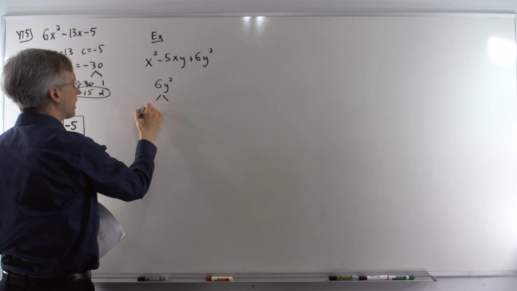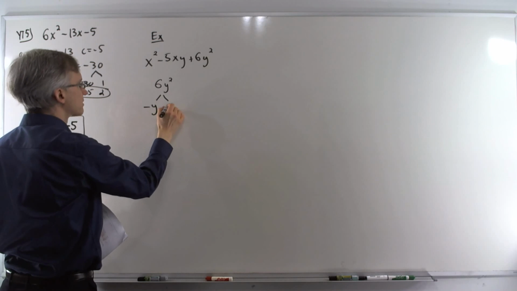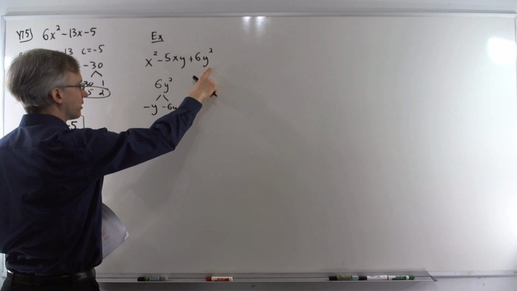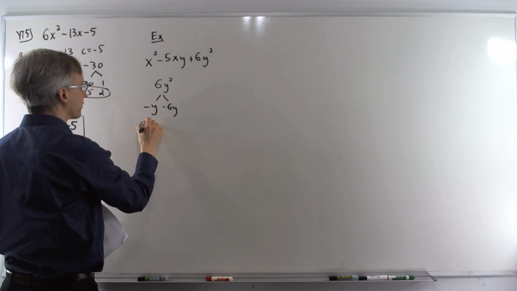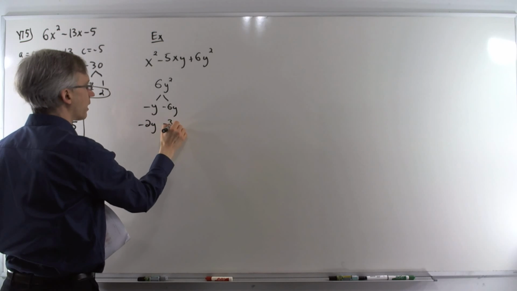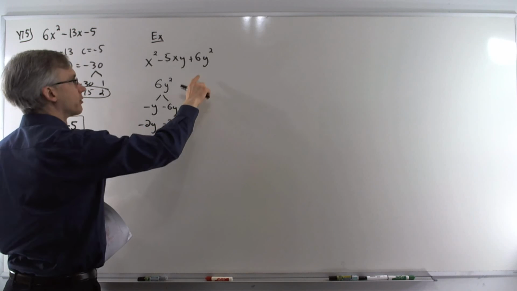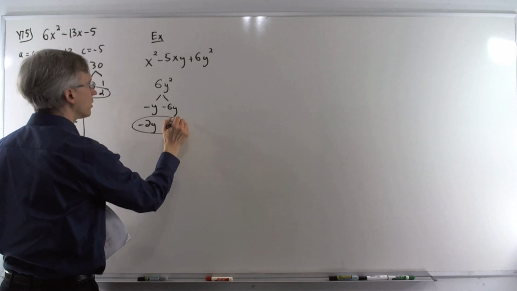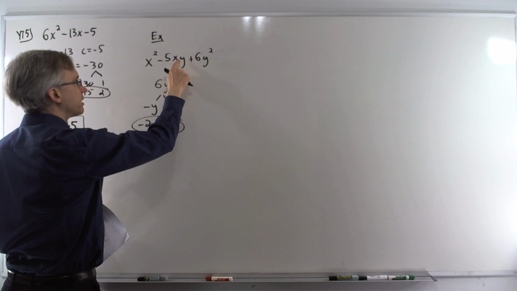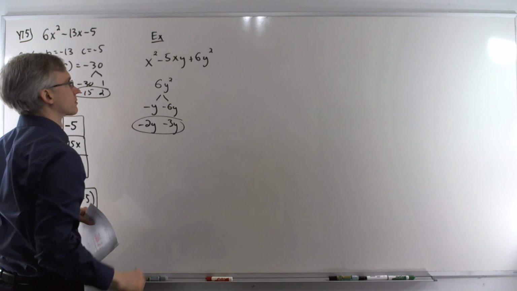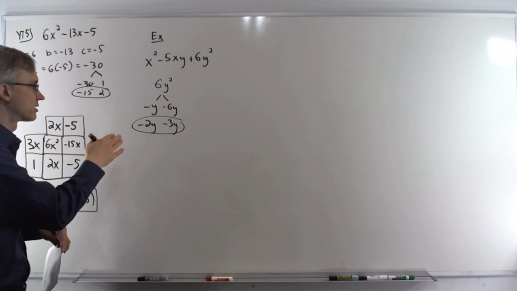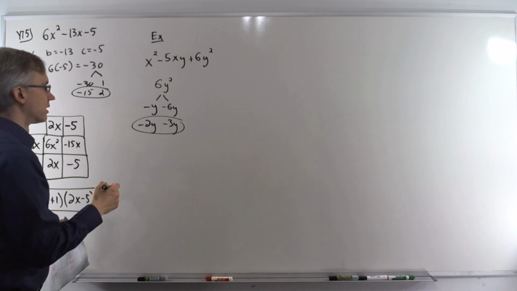So we could have like a negative y and negative 6y. If we multiply these two together, we get positive 6y squared. We could also have negative 2y and negative 3y. Multiply these together, we get positive 6y squared. And if we add these together, we get negative 5y. Just ignore the x. So those are the two we want. So these are the two things we're going to stick in the binomials.